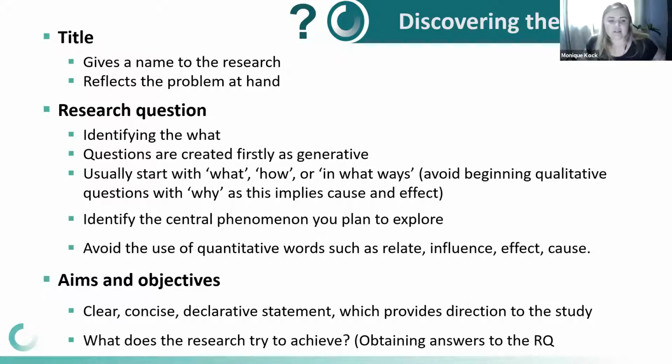So with regards to your aims and objectives, they usually need to be clear, concise, and declarative statements. It provides the direction of the study. If you are going to, for instance, explore perceptions within a certain context, your aims and objectives are clearly going to outline how you are going to explore this, what you are going to explore, and why you are exploring this. So again, if you create your research questions, you need to think about relating your aims and objectives to these questions as well.